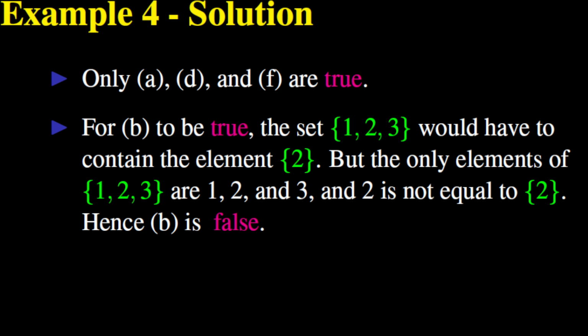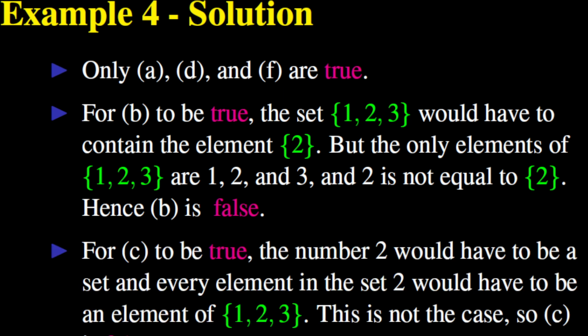Moreover, 2 is not equal to the singleton {2}. Consequently, B is false. For C to be true, the number 2 would have to be a set and every element in the set 2 would have to be an element of the set with elements 1, 2, 3. This is not the case, so C is false.